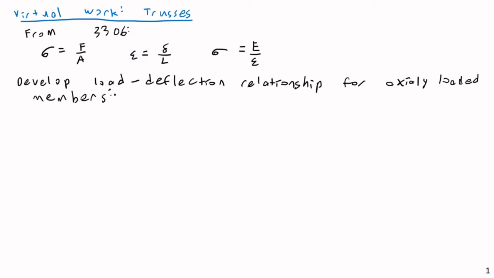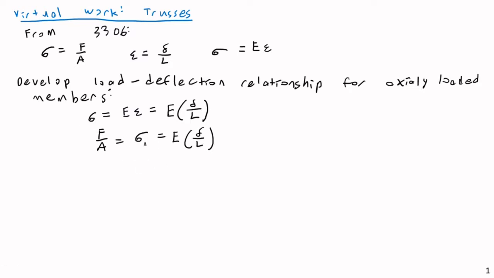Well, it's very simple to put all this together. I know, of course, that sigma equals E epsilon. So I know that sigma equals E epsilon, which is equal to, if I just substitute in our expression for epsilon here, E times delta over L. So I know that sigma is equal to the modulus of elasticity times the deflection over the length. And then I also know that F over A is equal to sigma, which is then equal to E times delta over L.